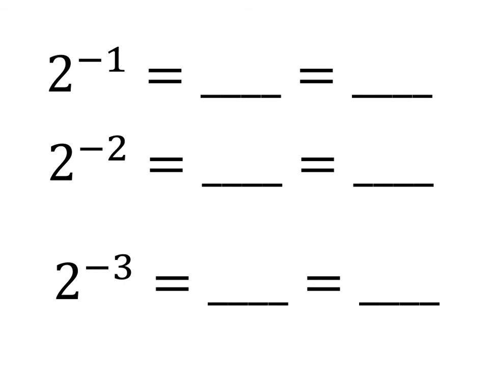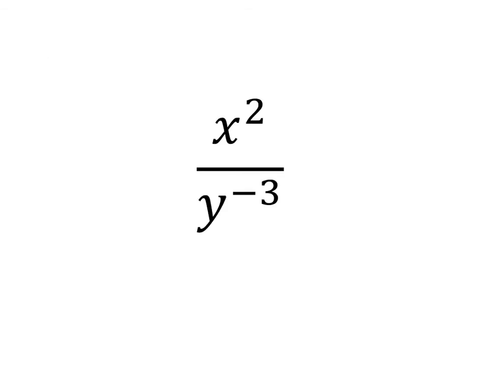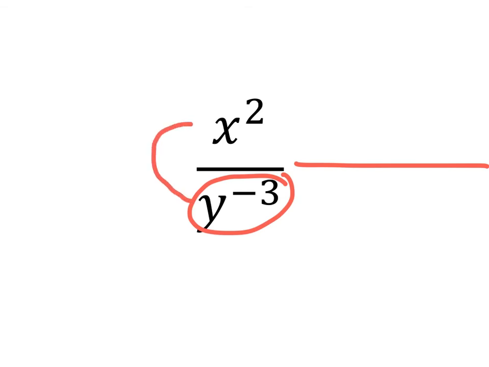Now let's look at this one. Again, I'm going to draw my line right off. But I have x to the second. And then I have y to the negative third. Well, y to the negative third does not work. It's ugly. It's awkward. It can't be done. But I can make it positive. I make it positive by taking it and moving it to the top. When I move it to the top, it becomes positive.